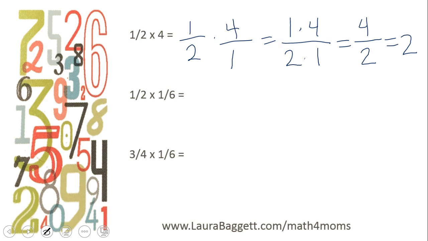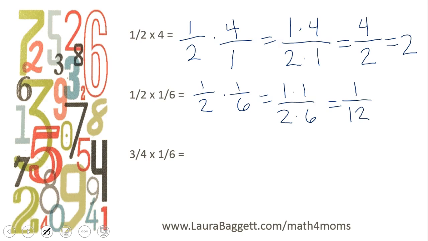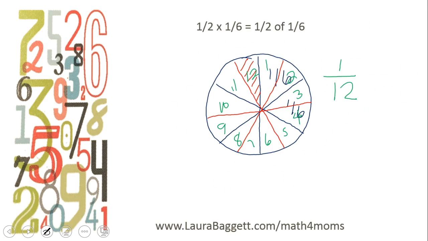Continuing to the next one, 1/2 times 1/6. Again, we multiply the numerators together. Numerators is a fancy word for the top part. We multiply the denominators, which just means the bottom parts. 1 times 1 equals 1. 2 times 6 is equal to 12. And there's 1/12. And sure enough, that was the answer that we got when we worked this problem earlier.